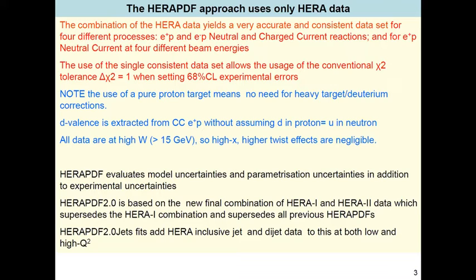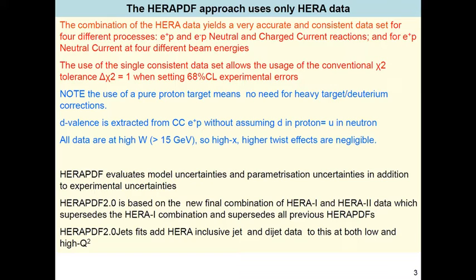The d-valence is extracted from the charged current e+p. You don't need to assume strong isospin, d in proton is u in neutron and vice versa, to get at that. And all the data are at high W, so you don't suffer from the kind of low Q² higher twist effects that occur at high x, because simply when you're at low Q² you're not at high x at the same time in HERA. So that's one thing you don't have to worry about.